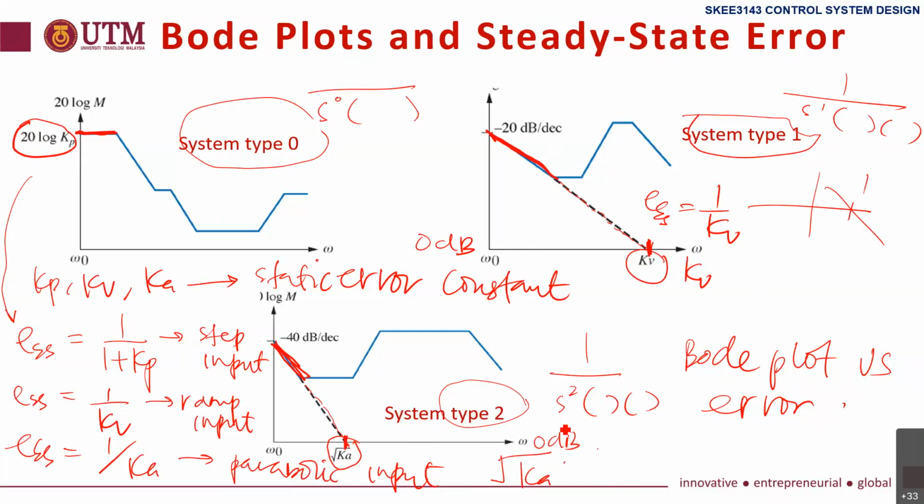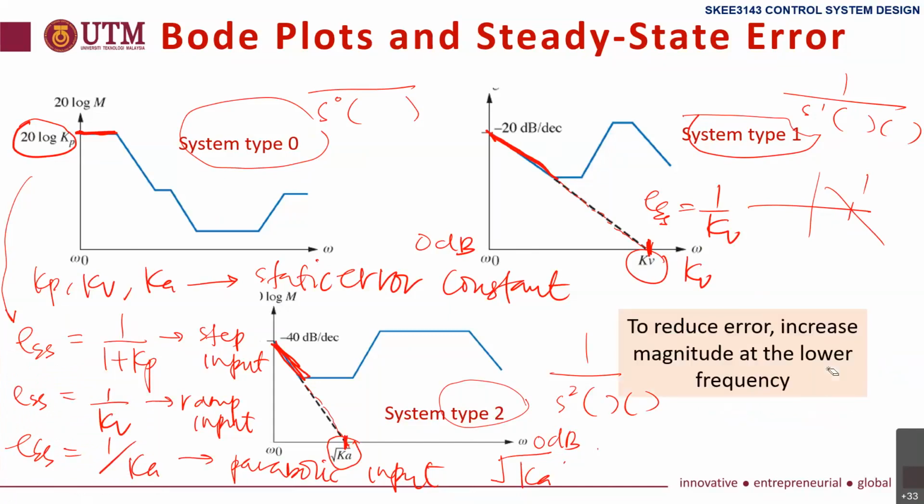Okay, let's see an example. Before that, I want to say that of course, what we want is to reduce error. We want less error. How can we reduce error? We can reduce error if we increase the static error constants, since error is 1 over these. So if they increase, then error reduces. How to increase is by increasing the magnitude at lower frequency. This part is considered the lower frequency region. If we can increase the magnitude, then Kp, Kv, Ka will also be increased. Thus, error can be reduced.